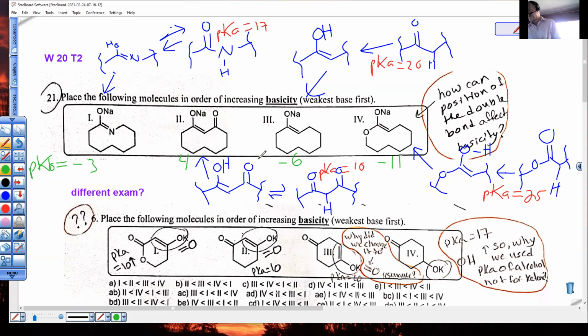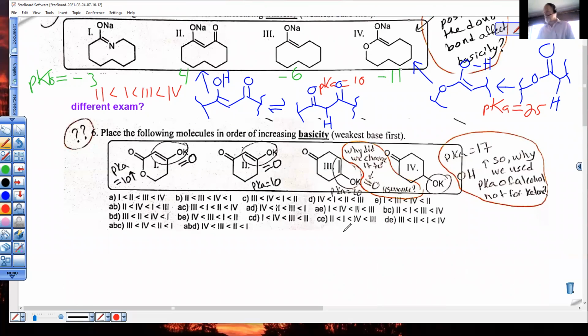Weakest is the highest number, and that's 2. So I would want to say put 2 first. 2 is less basic than the next highest number, which is this one, 1. And the next highest, negative 6, is 3. And the lowest number, strongest base, 4. There we go.